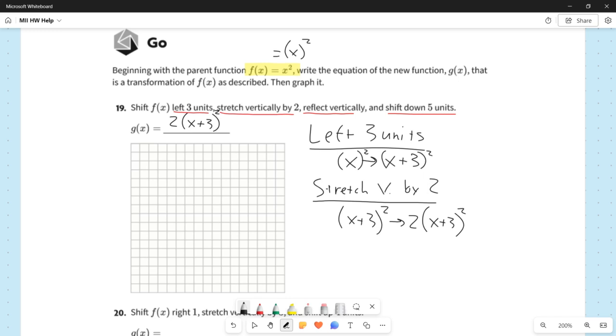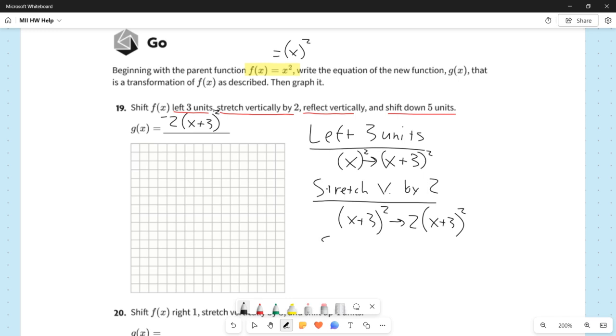So that's going to stretch it vertically by 2. Reflect vertically, well, that just means that the 2 becomes negative. Right? When you reflect something vertically, it means that the coefficient on x squared becomes negative. And so here, instead of saying 2, it's going to be negative 2. And then we shift it down 5 units.